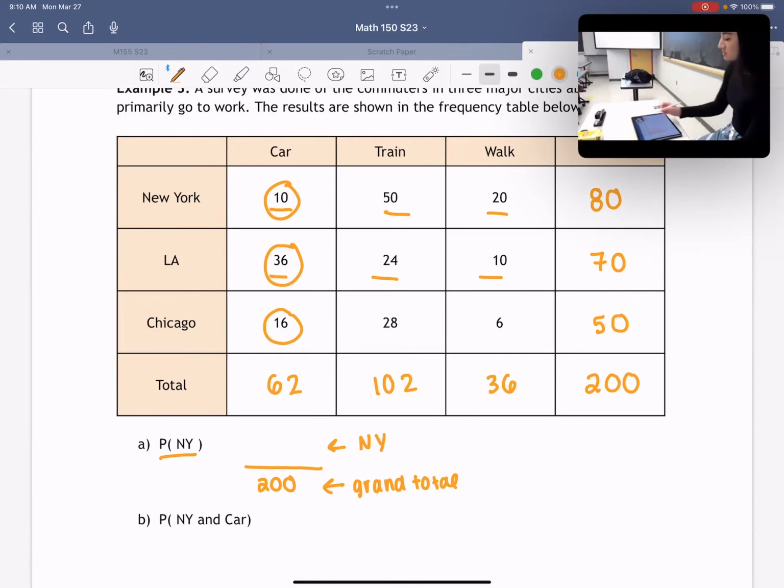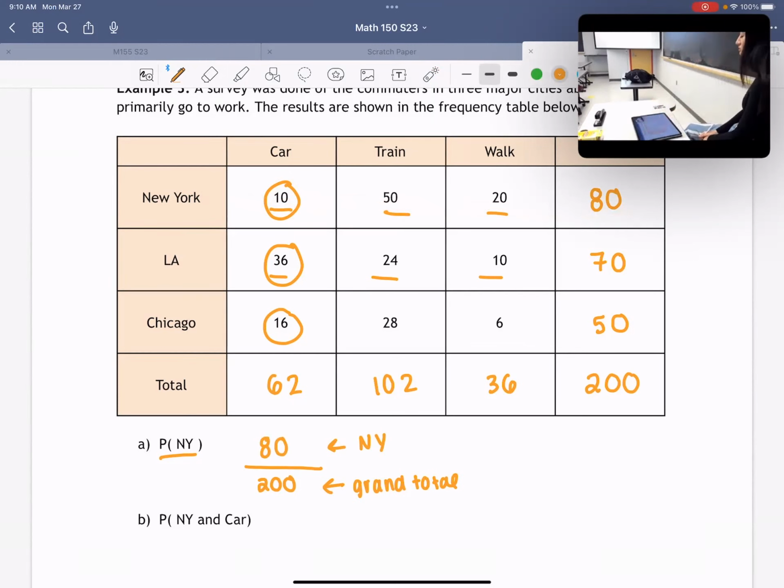80, right? What I find a lot of people making mistakes on, like on tests, is they'll see a chart like this and say, oh, the total number of people living in New York is 10, because it's right next to New York. That's not the total people in New York. You have to go all the way across the row to figure out how many people total are in New York. So the total for New York is 80.